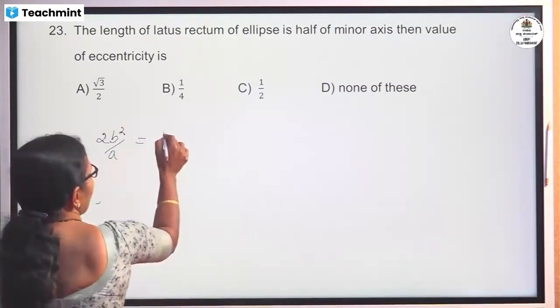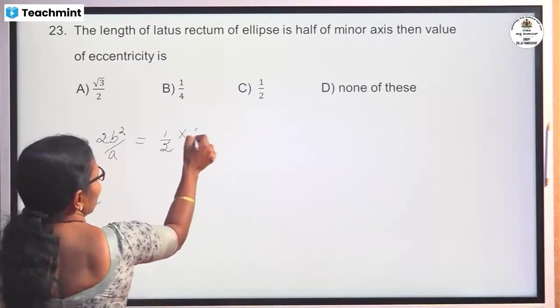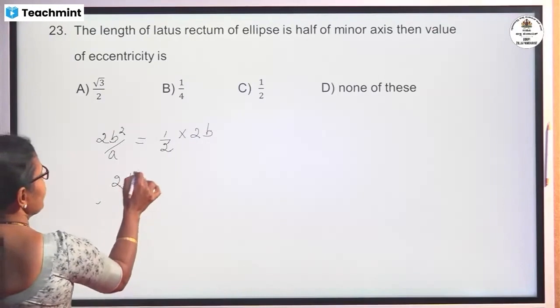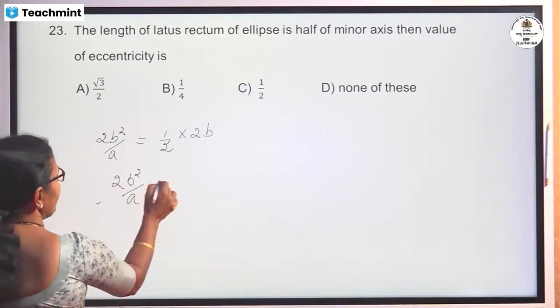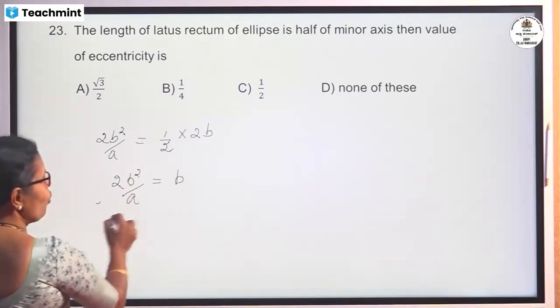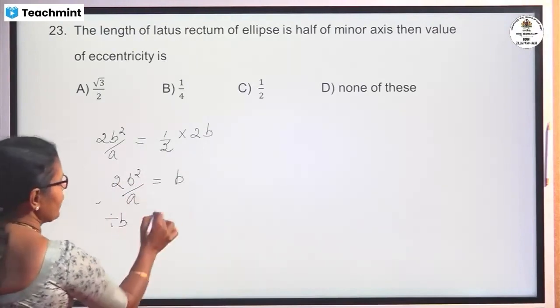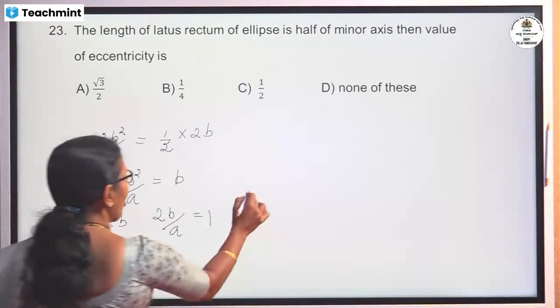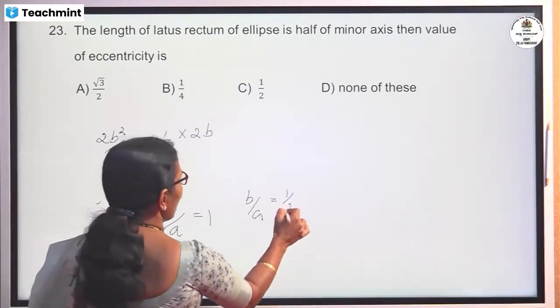Half of the minor axis means half into 2b. Half into 2b, then we get 2b square divided by a is equal to b. Throughout dividing by b, then we get 2b divided by a is equal to 1, or b by a is equal to 1 by 2.